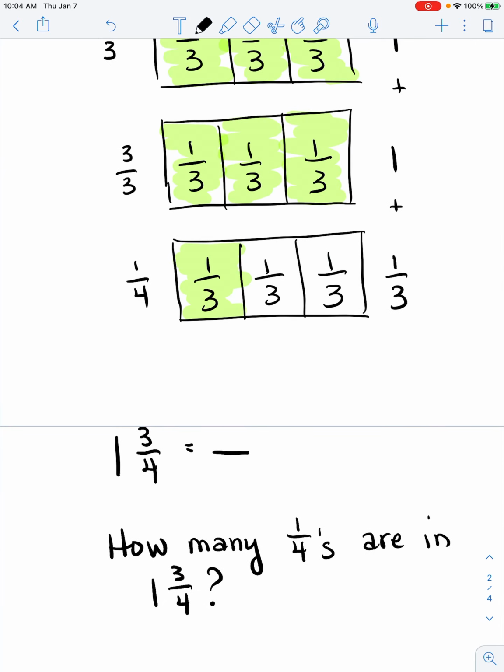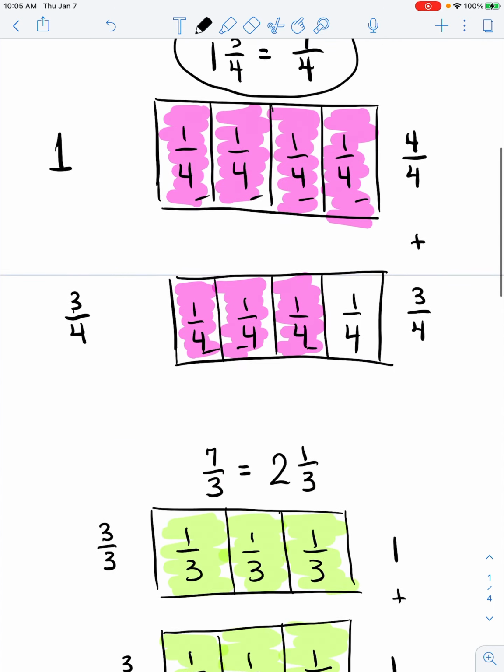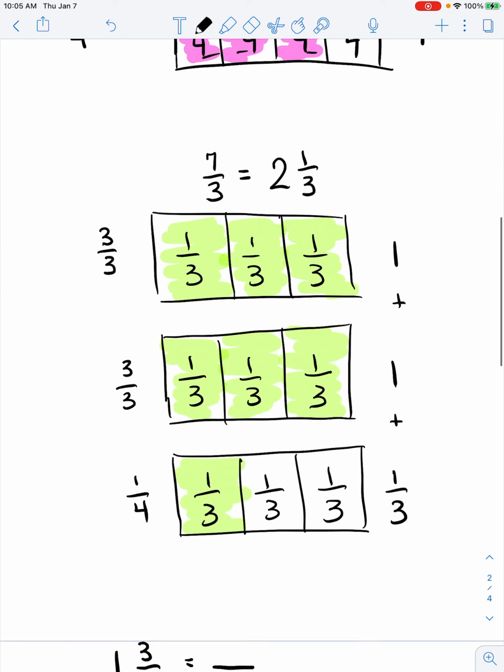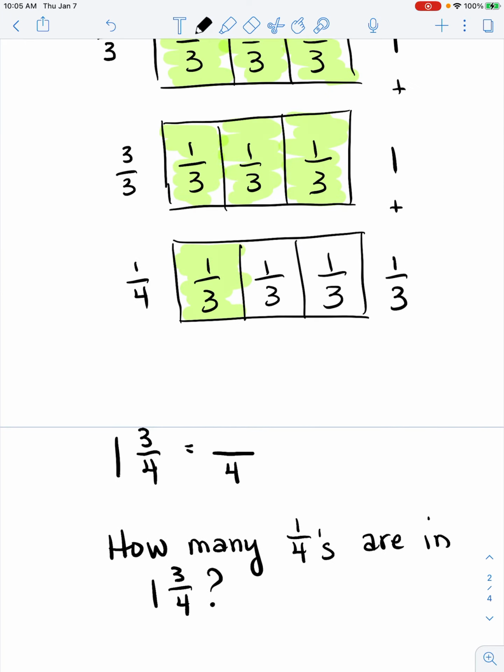So I know that the denominator of my improper fraction will always be the same as the fraction part of the mixed number. That will not change. So my question: how many fourths are there? Well, if I look back at the model, I have 1 whole, which is 4/4, right? So I take my whole number and say 1 times 4, because 4 pieces in that 1 whole would be 4/4.